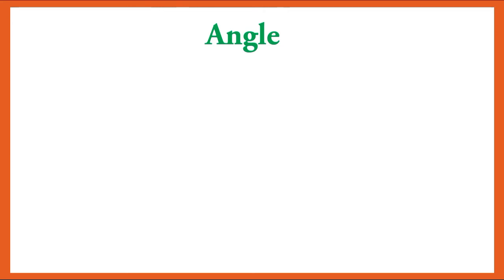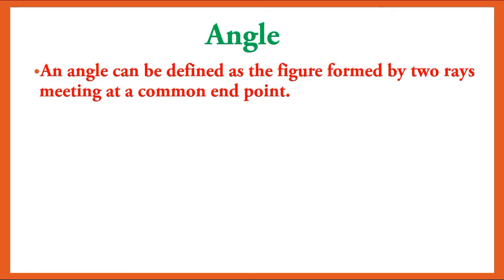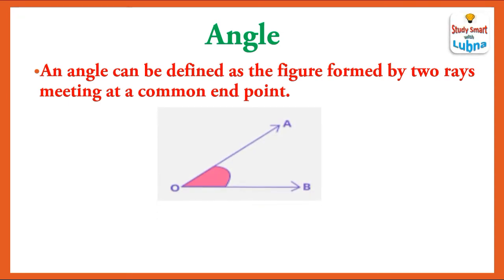What is an angle? An angle can be defined as the figure formed by two rays meeting at a common end point. This is an example of an angle. Here you can see its two rays are OA and OB, and they both are meeting at a common end point which is O. When two rays meet at a common end point, an angle is formed.